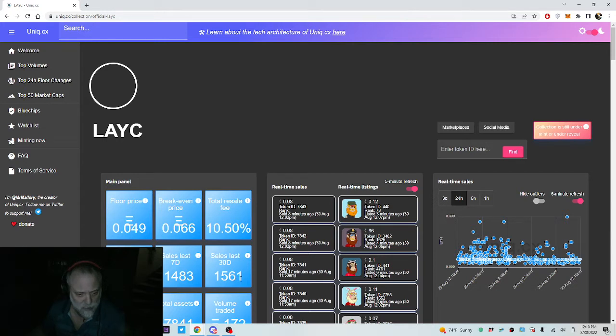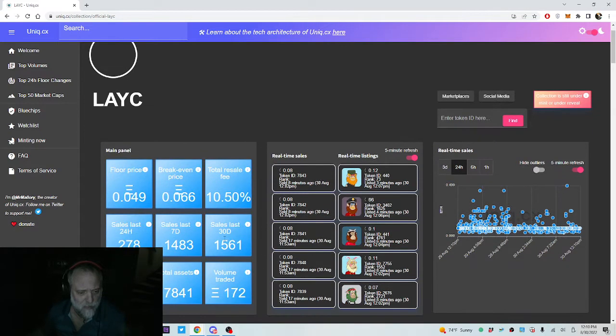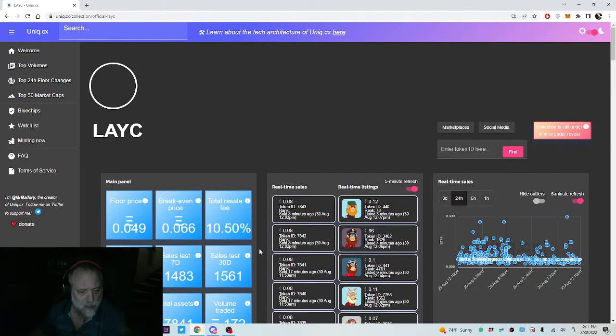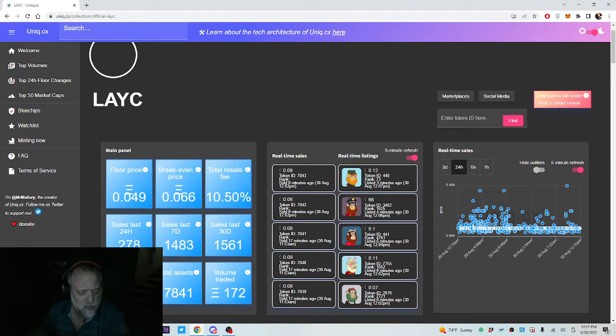Last 30 days, I know that's wrong because there's actually over 7,000 minted out now. Oh, yep, 7841. So maybe the sales has to do with individual sales, like if somebody mints out 100 at a time, then it counts as just one sale. So their volume is going through the roof because everybody wants a Lazy Ape Yacht Club.